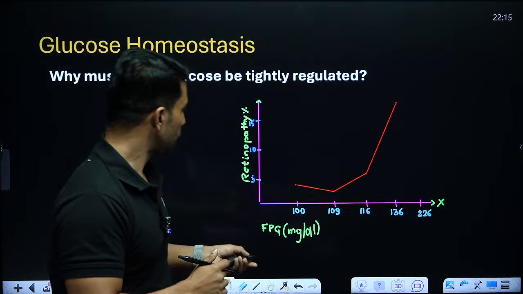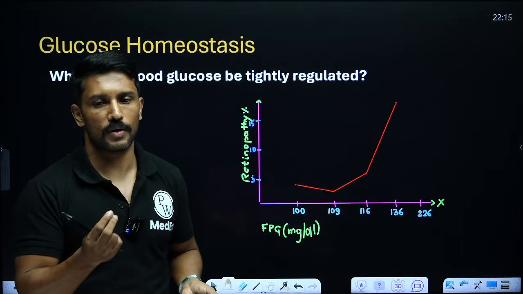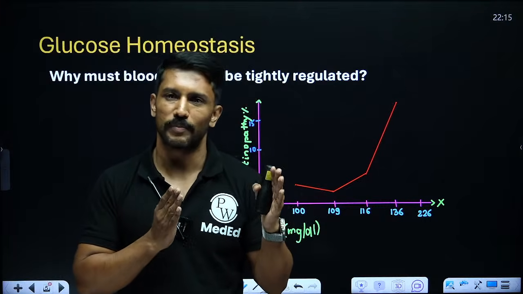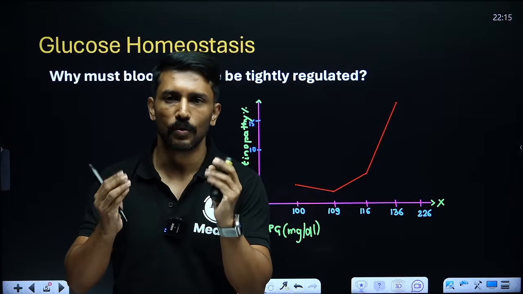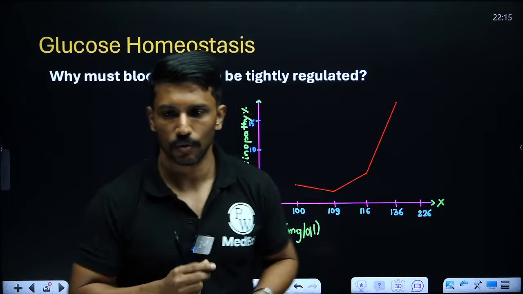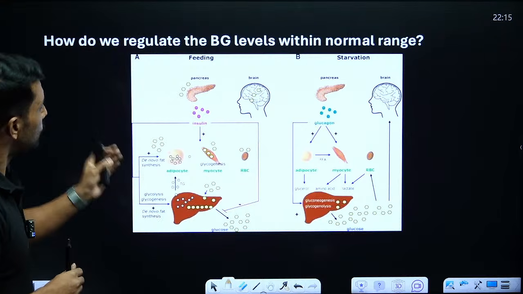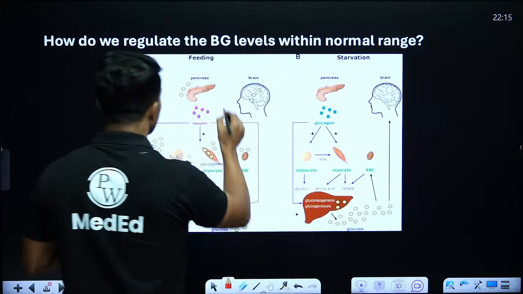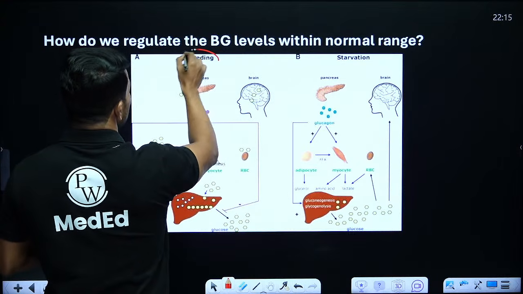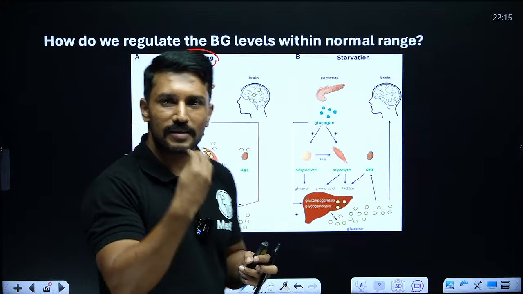As we know, we have two major hormones which are regulating the plasma glucose values. One of them is insulin and the other one is glucagon, right? They are antagonistic to each other. So how do they work? Now let us presume that there is someone who is in a fed state, means he has consumed food.